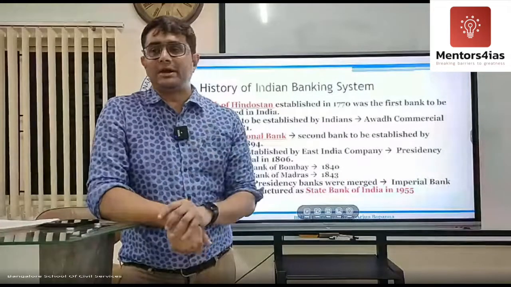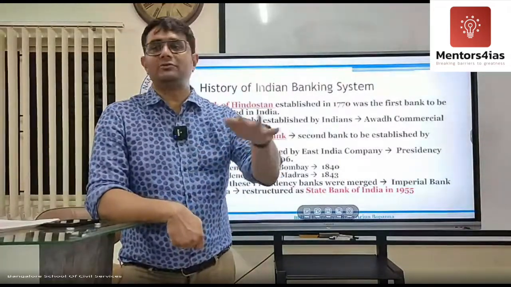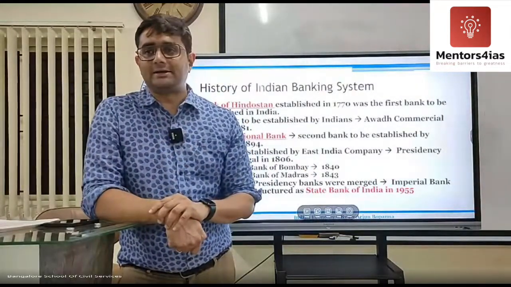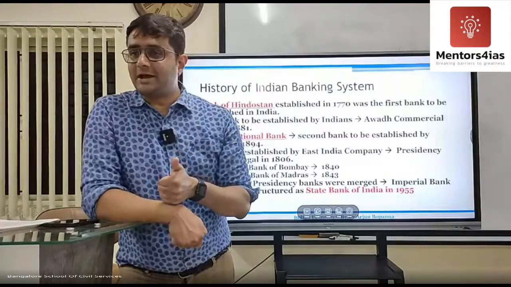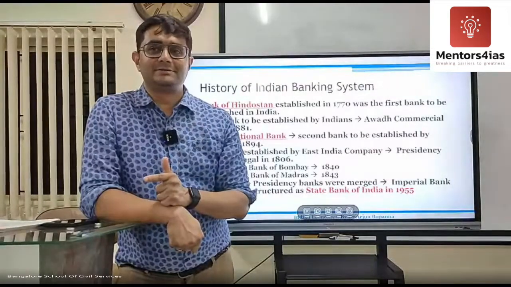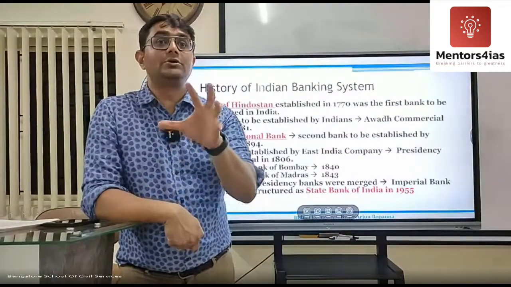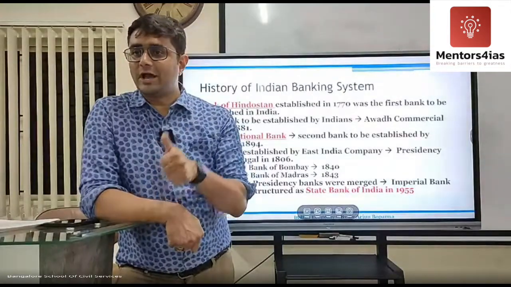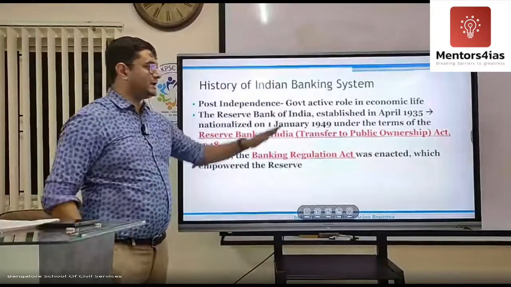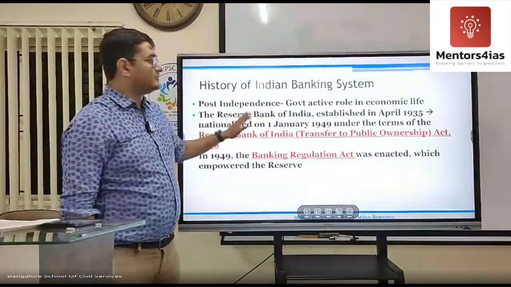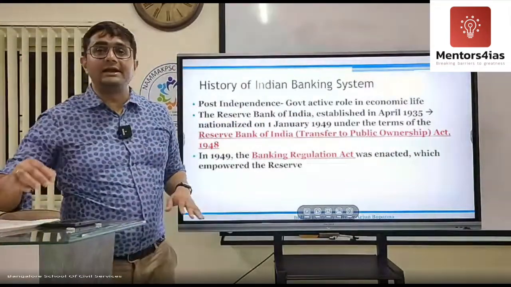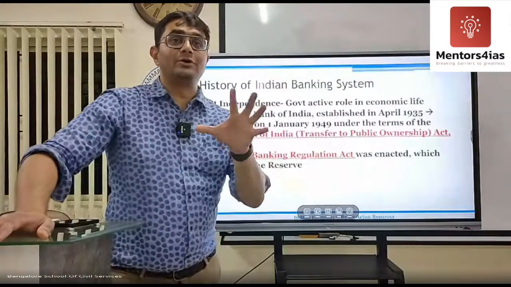So at the time of independence, the government started to play an active role in all economic sectors, including the banking sector. It nationalized the RBI and enacted the Banking Regulation Act. It did that to control the banks: the RBI Act and the Banking Regulation Act. RBI was nationalized in 1949. The Banking Regulation Act was also enacted in 1949. For what purpose? To control the banks.